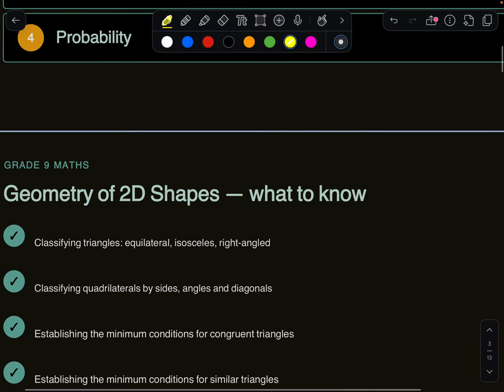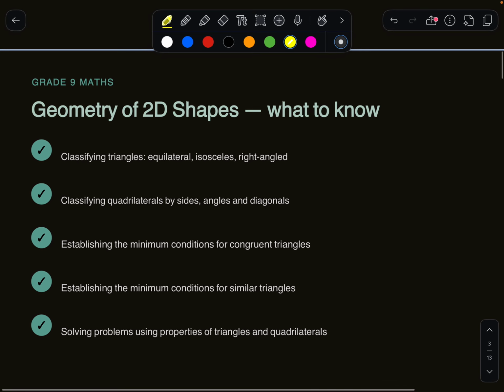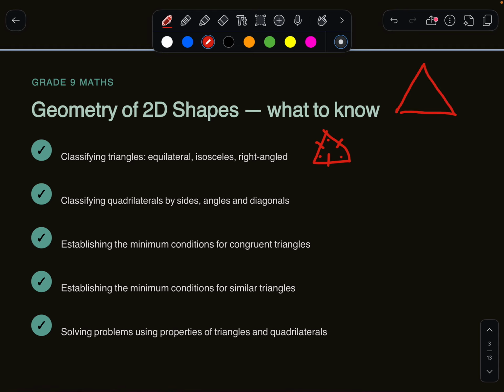So geometry of 2D shapes, you are going to be looking at different types of triangles. For instance, you're going to know an equilateral triangle. That is when all the sides are equal, all the angles are equal. An isosceles triangle is when two sides are equal and then two angles are equal. Or a right angle triangle is a triangle with a right angle.